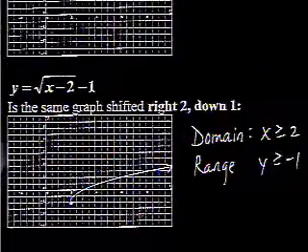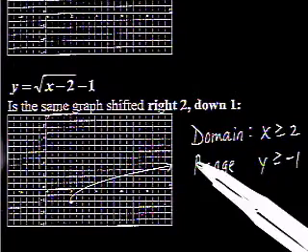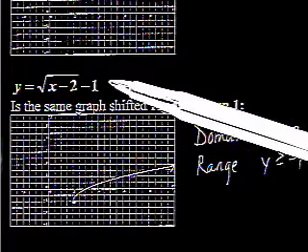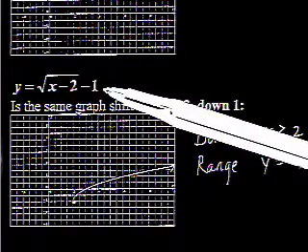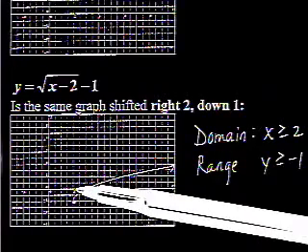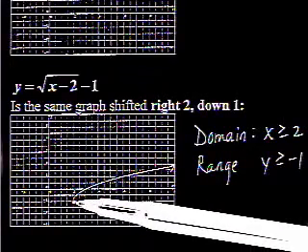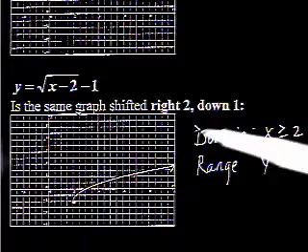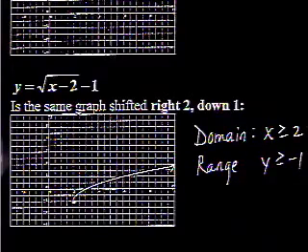So if we shift it right 2 units and down 1 unit, that's my starting point at (2, -1). And then it's the top half of that sideways parabola. So the domain would be x is greater than or equal to 2, because everything moved to the right 2, and the range greater than or equal to -1, because everything moved down 1 unit.